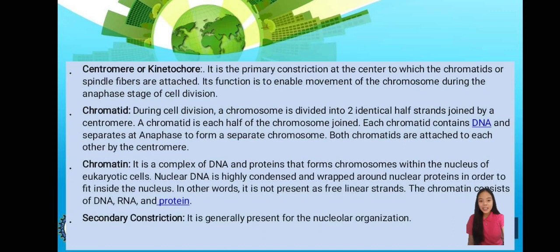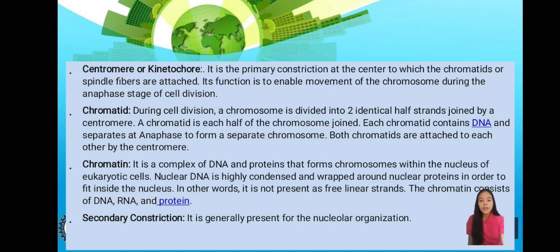As I said earlier, a chromosome structure has generally 8 parts, which are, first, centromere or kinetochore. It is the primary constriction at the center to which the chromatids or spindle fibers are attached. Its function is to enable movement of the chromosome during the anaphase stage of cell division.